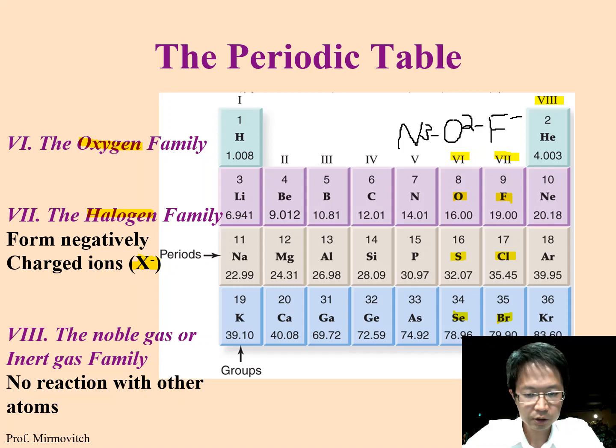And then last but not least, the noble gas, or we call it inert gas. Inert because this family of elements is not active. They don't react with other atoms. So these are helium, neon, argon.